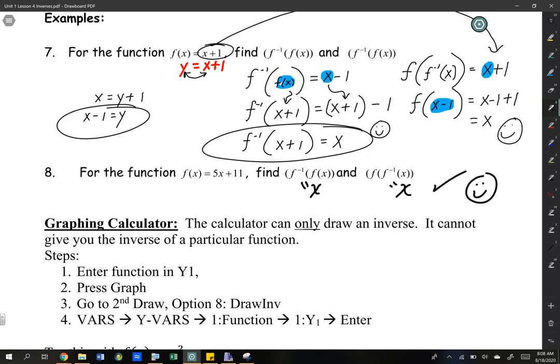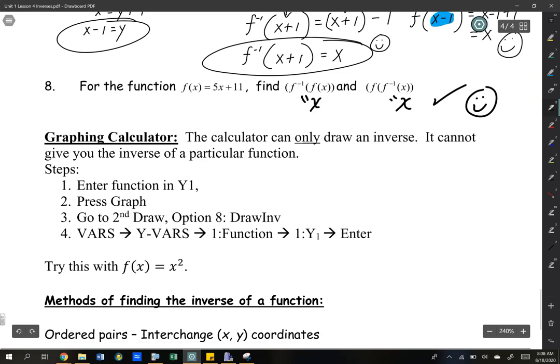All right, now lastly, there's one other way to find an inverse, and that would be using your graphing calculator. The calculator can only draw an inverse. It cannot give you the inverse of a particular function. So we're going to practice it using the function y equals x squared. You'd enter the function into y, you'd go to the graph, then we're going to do the steps that I have listed there. You can either watch me do it on the calculator, or you can follow the steps that are in your notes, and we'll see how it comes up with our inverse function.